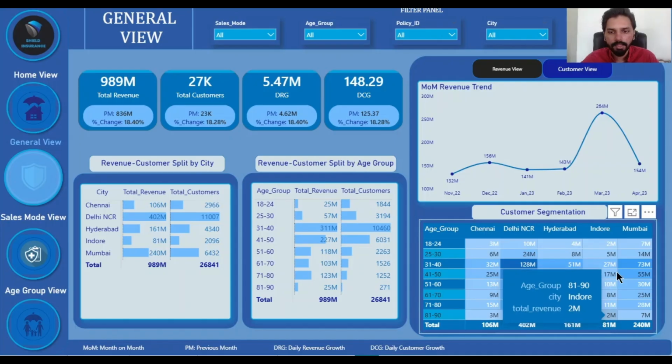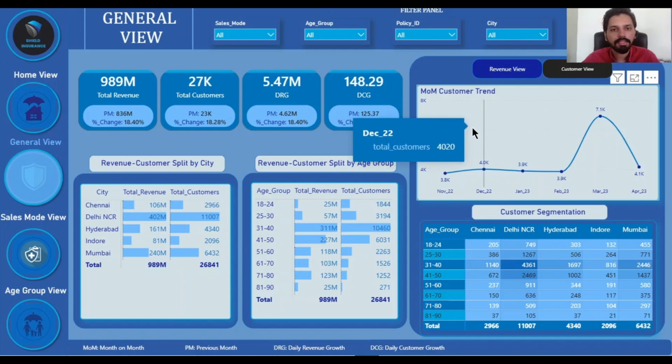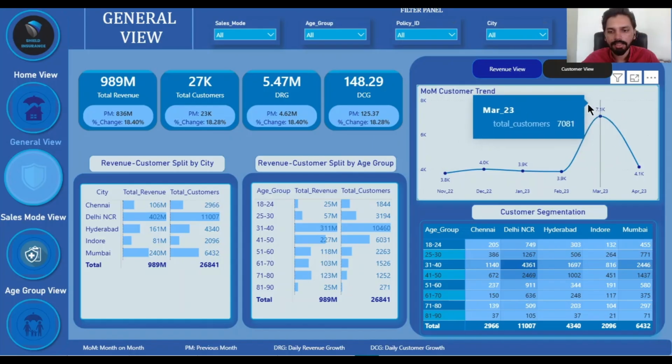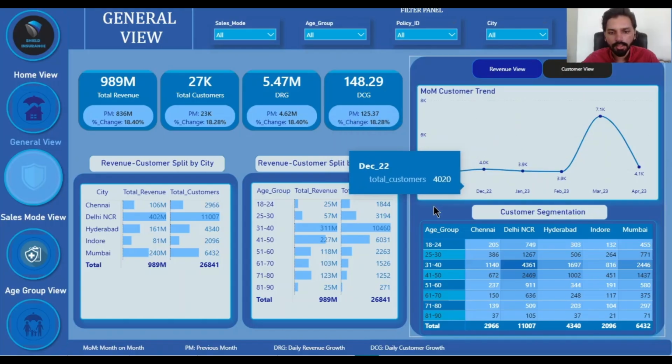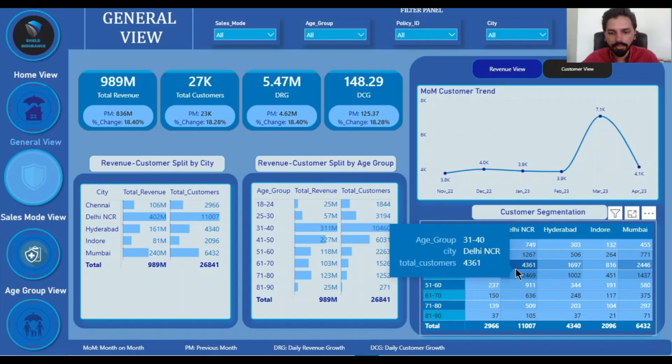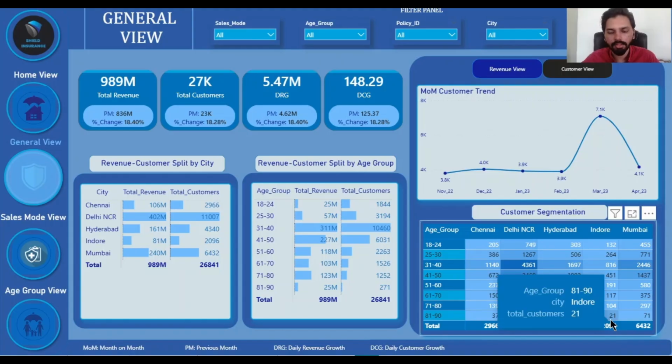the lowest revenue generator. Let's now understand the customer demographic. The month-on-month customer trend is exactly the same as the revenue trend. The highest number of customers is in the month of March 23, and the lowest is in the month of November 2022. Based on the customer segmentation, the same Delhi NCR region in the age group 31 to 40 has the highest customer base, with 4,361 customers in that particular month. And the lowest is the 81 to 90 age group in the Indore region, with only 21 customers.